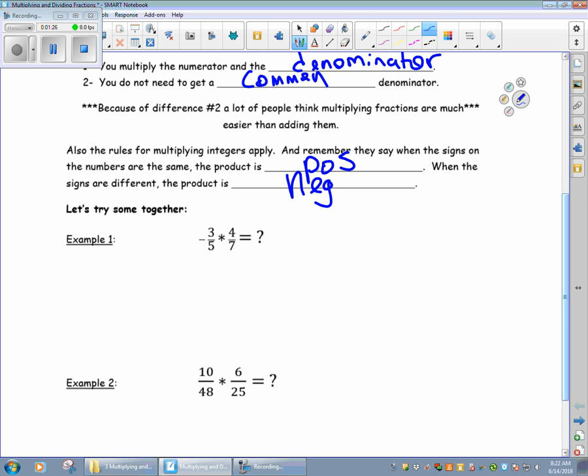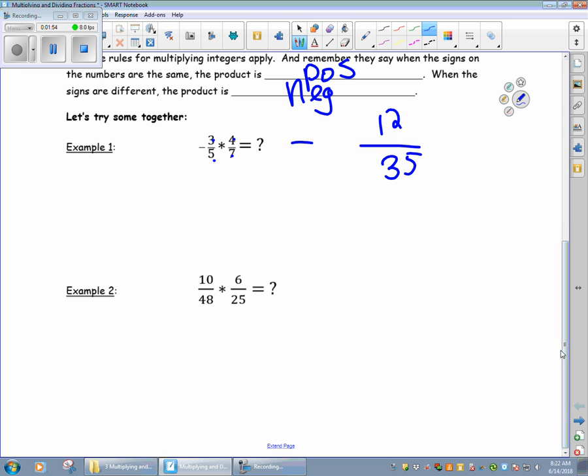And so example one. So right away, I see that I have one positive number and one negative number. So I'm just going to say that my answer is negative something. And just like I said up there, we multiply the tops together and then the bottoms together. 3 times 4 is 12. 5 times 7 is 35. And that's it. So that's really all that today is going to be. I'm obviously going to give you some harder ones, some ones we're going to have to reduce, some bigger numbers, and things like that. So let's take a look at example 2.